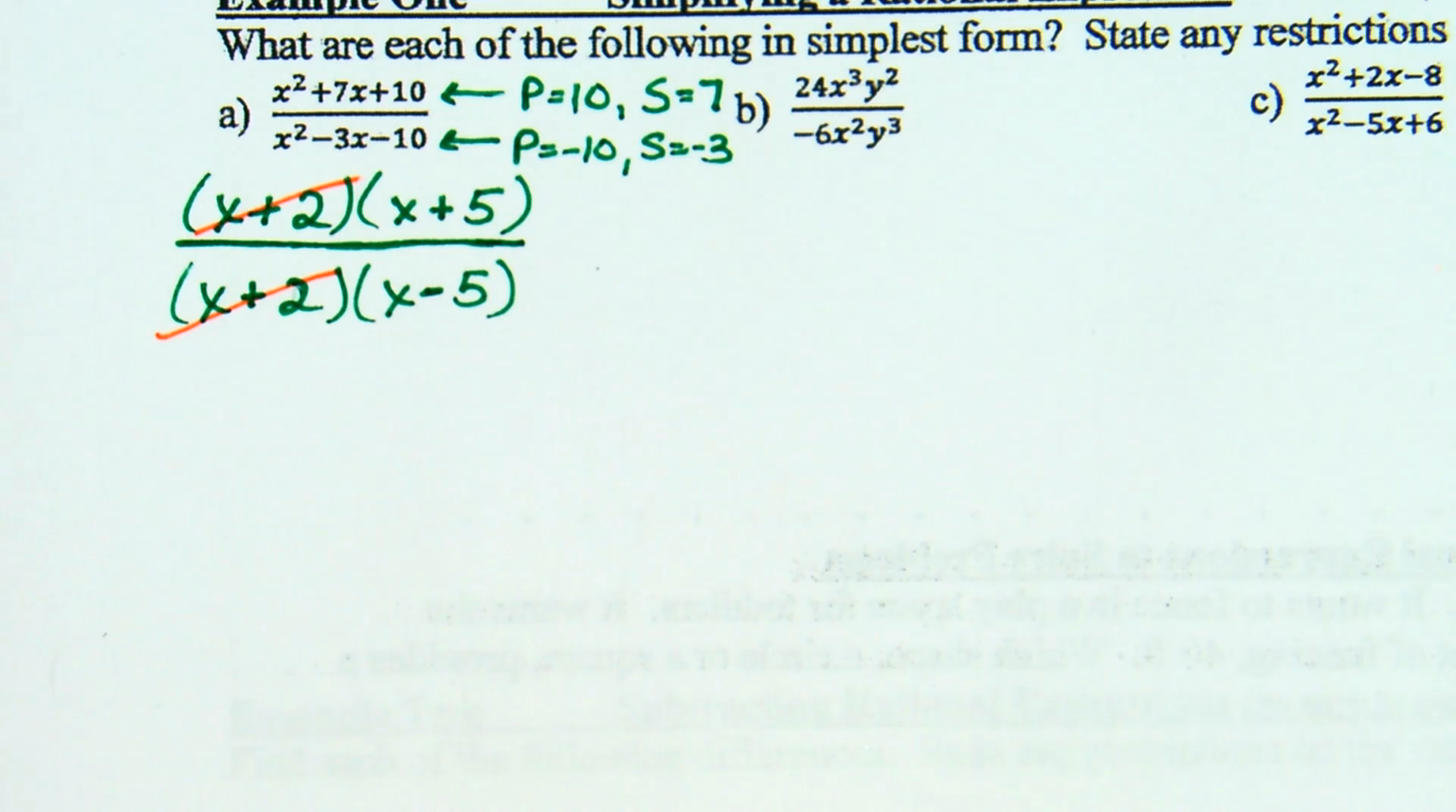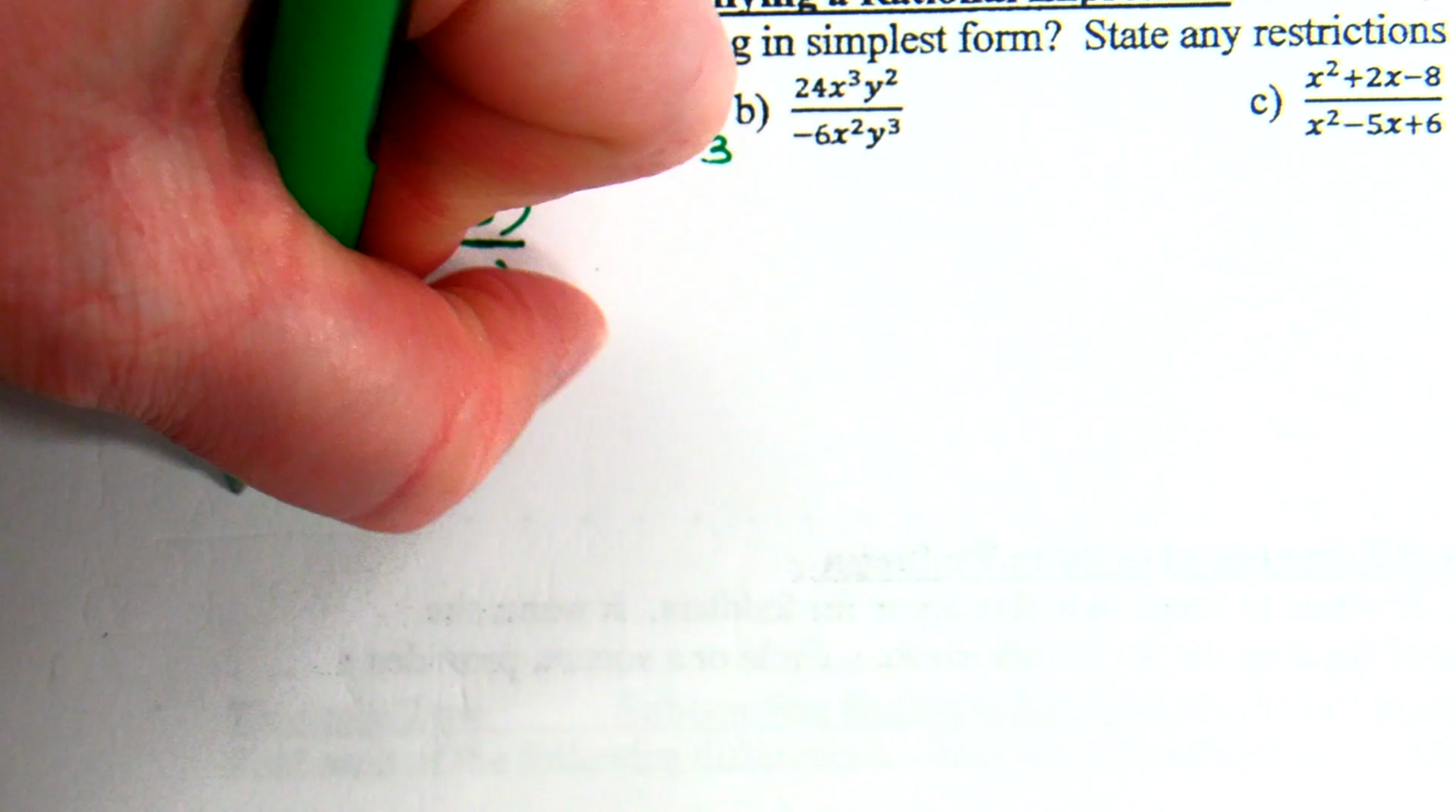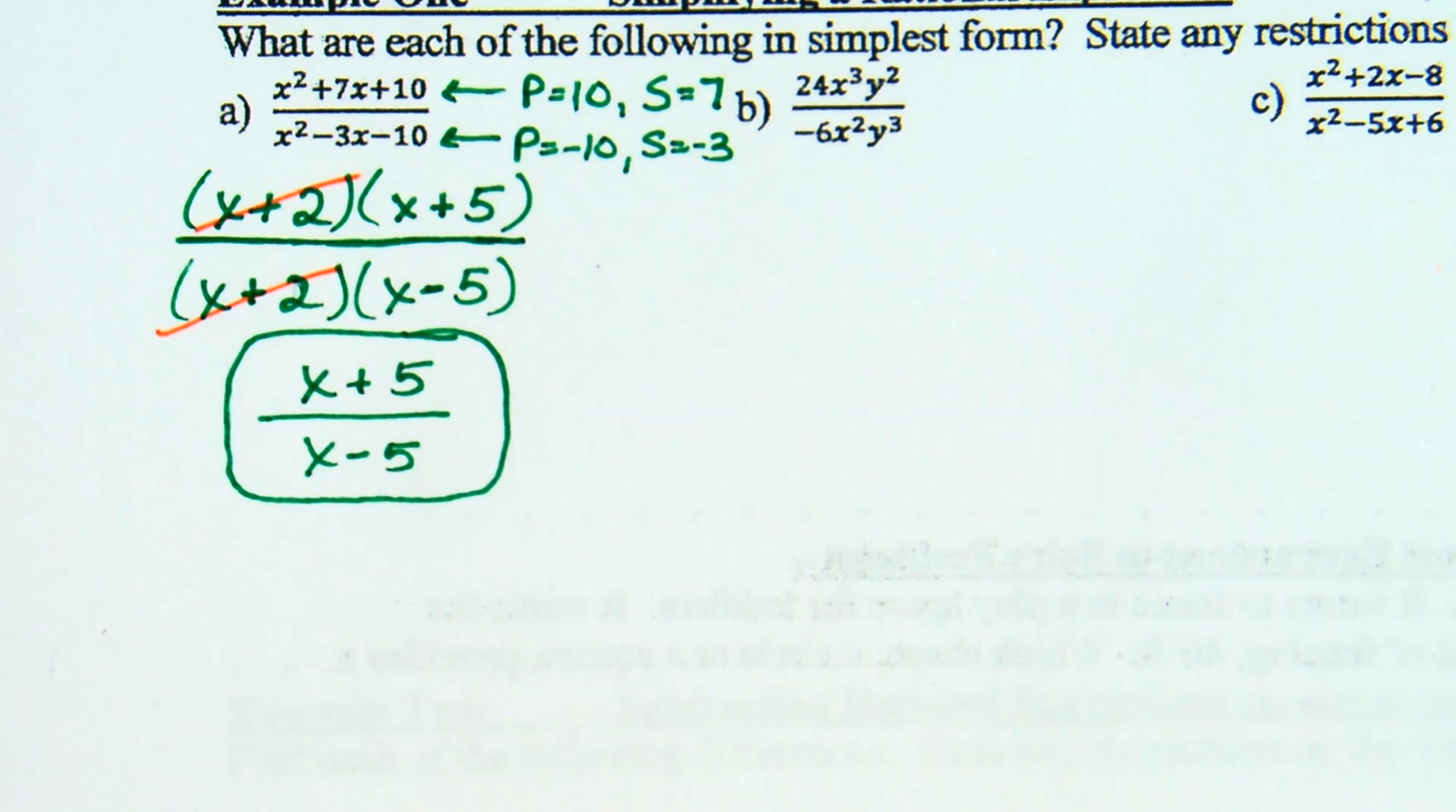X plus 5 over x minus 5. Okay. So this answers the first question of what are each of the following in simplest form. There is your answer to part A in simplest form. No other factors to cancel, so we stop there.